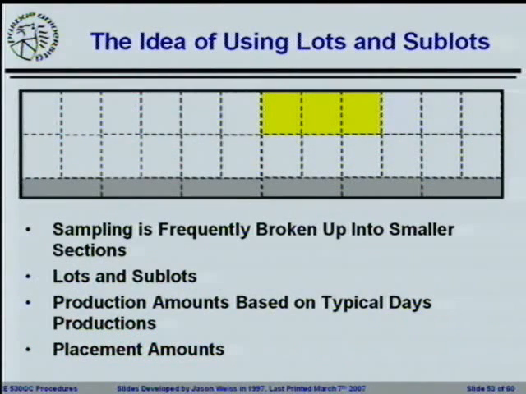Many times this is broken up into sublots and lots. It's very frequent to break up production amounts based on a typical day's production or a typical day's placement. A lot of times you'll hear people breaking, let's say, 2,000 square yards of pavement up into 3 sublots. That'll be the direction they go for identifying payment for larger jobs. That'll also help them determine sampling frequency. Generally, on bigger construction, they're pulling samples twice a day.